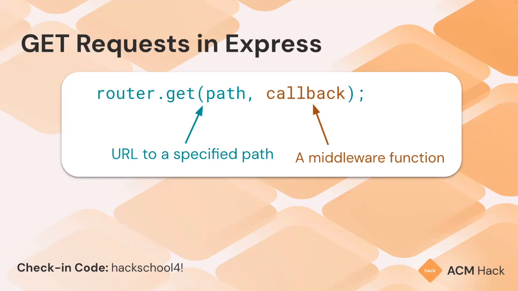It would have to be an arrow function where 2 parameters are passed in, the request and the response. By convention, we use req for request and res for response. And then we can do things with either one of them depending on what the function calls for.